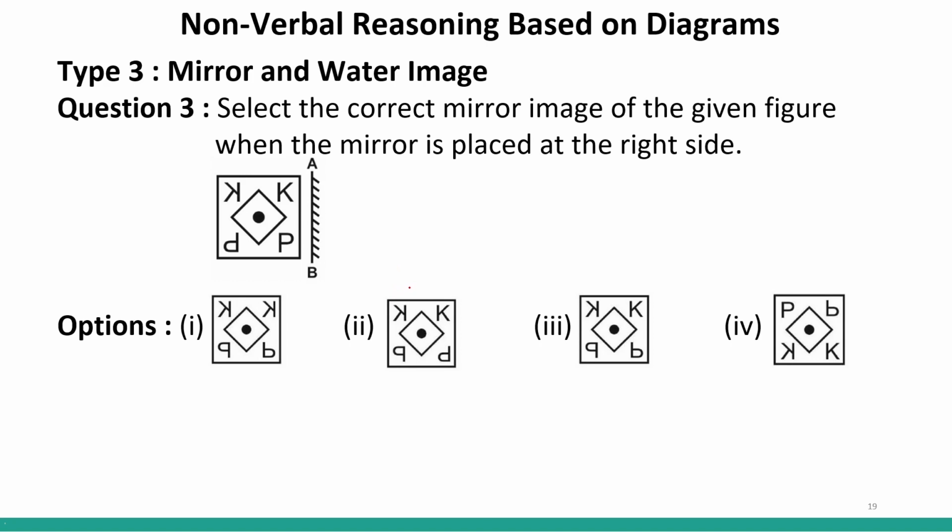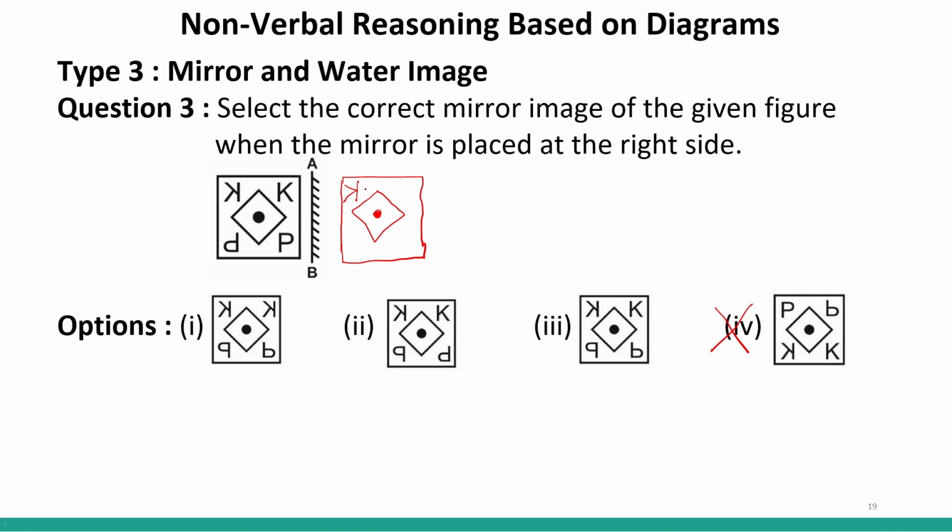Now, question number 3, again a mirror and water image question. So in this question, again the rectangle will remain in the same place. Correct? The rectangle will remain in the same place. And the diamond will come in the same place and the circle will come exactly in the same place. So this will not change. So what will change is the elements. So if I look at K, it will be like this. Correct? So this eliminates option number 2 and this eliminates option number 4.